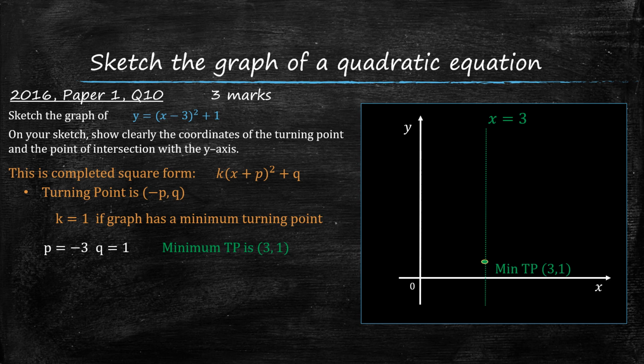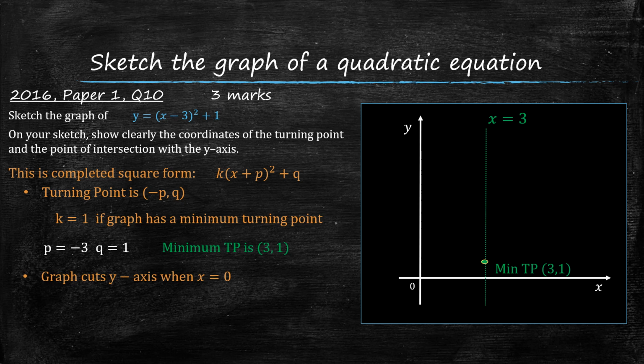And the axis of symmetry, again, I've not asked for this, but just as a reminder for you, the axis of symmetry will pass through the turning point. A parabola is symmetrical, and it's symmetrical about the axis of symmetry, which passes through the turning point.